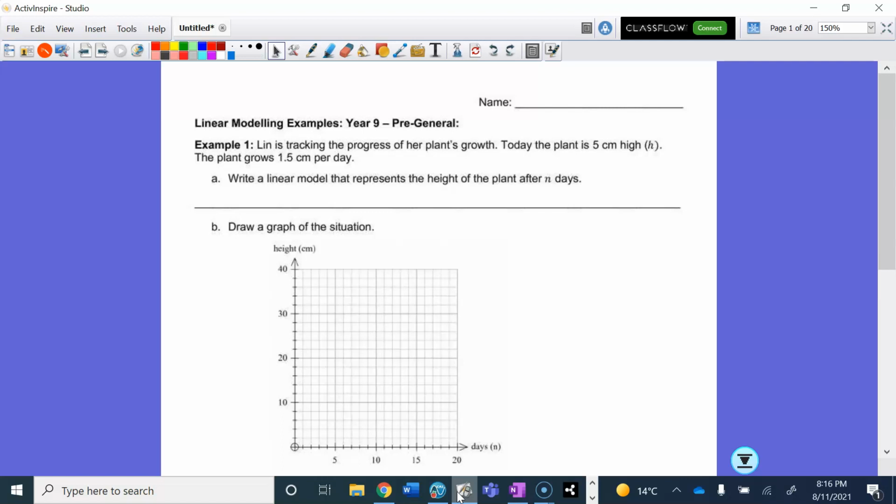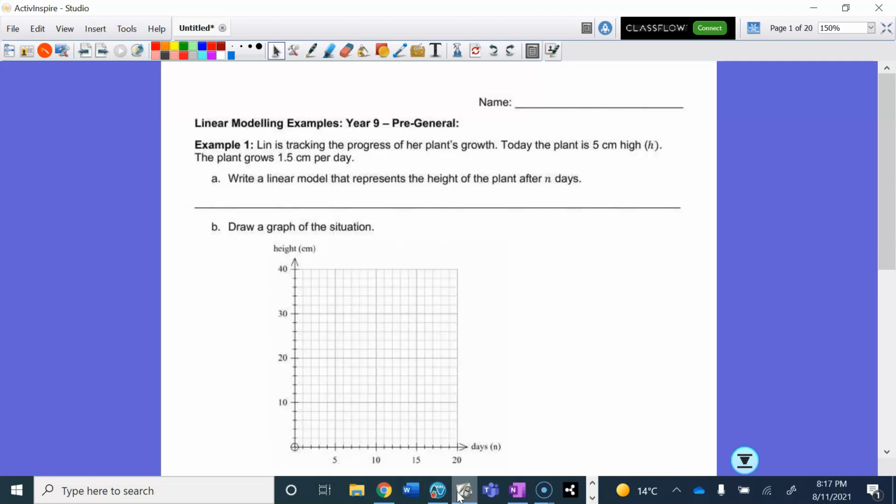So the first example is looking at the progress of a plant's growth. Every day the plant is growing at a particular rate and starting at a certain point. You can see there the height of the plant is referred to as h. The number of days of this experiment is referred to as n. And we need to write a linear model that represents this situation.